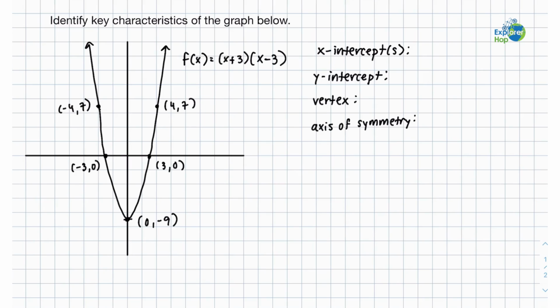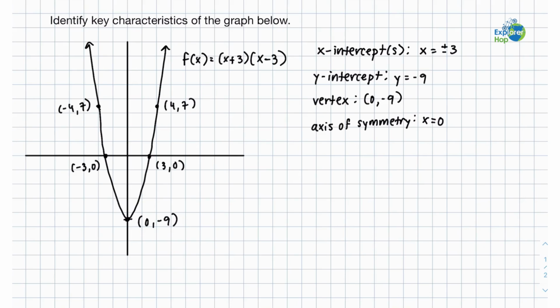Now, the points on the graph are labeled, so we can see that the x-intercepts are x is equal to plus or minus 3, and the y-intercept is y is equal to negative 9, the vertex is (0, negative 9), and the axis of symmetry is the line that the vertex is on, which would be x equals 0.